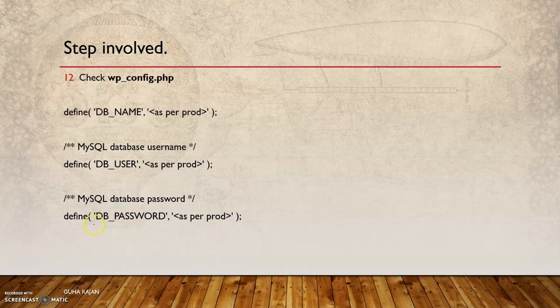This is just to check, because while creating a new environment, as I said, have the same DB name, username and password so that you don't need to change anything. If you have changed them, then it should reflect the new names which you have used. So check that WP config. Change as required. If required, you change it. Otherwise, you don't do it.